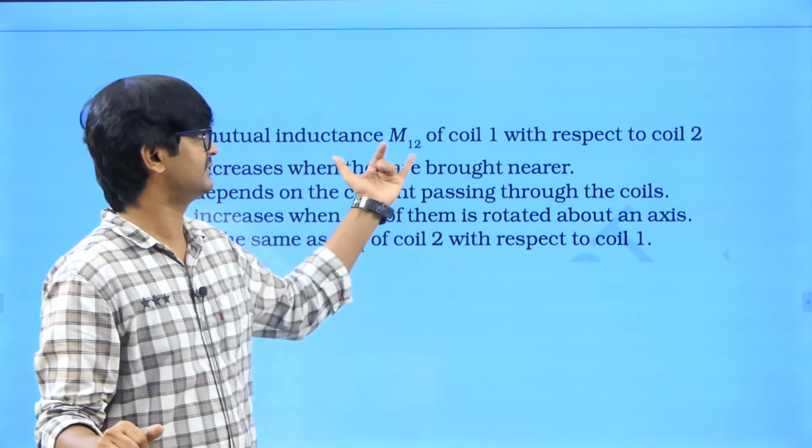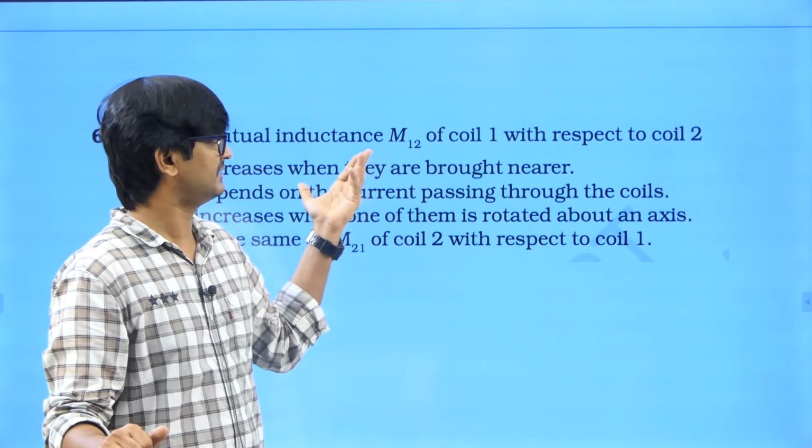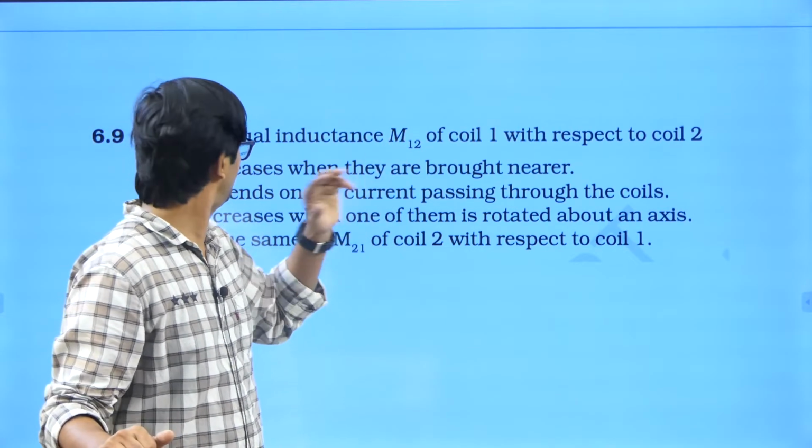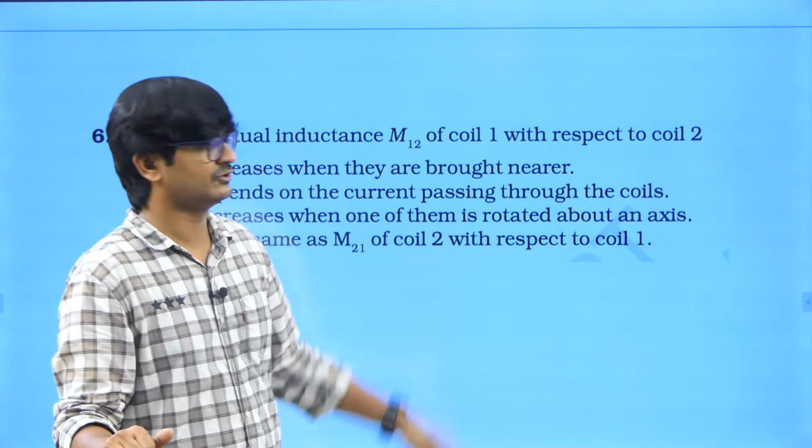Let me say that this is the definition. Let me say M12 is the magnetic flux. Okay, I think it's better the other way. So let me say the magnetic flux through the first loop because of the current in the second loop is M12.